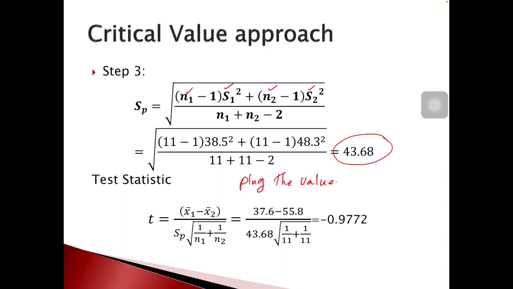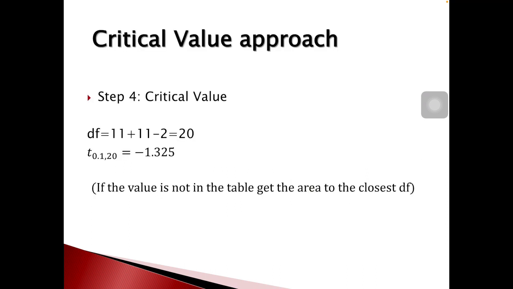Plug the values, and you have to simplify a little bit. Use your graphing calculators. I got the answer for the test statistic: the test statistic value is negative 0.9772. You can calculate that value. Now the critical value. First we have to find the degree of freedom. It is n1 plus n2 minus 2, which means 20.